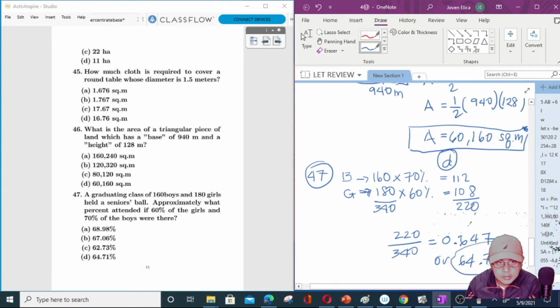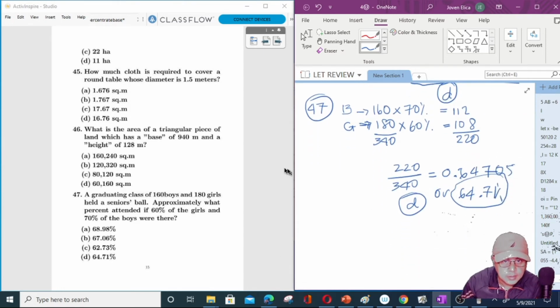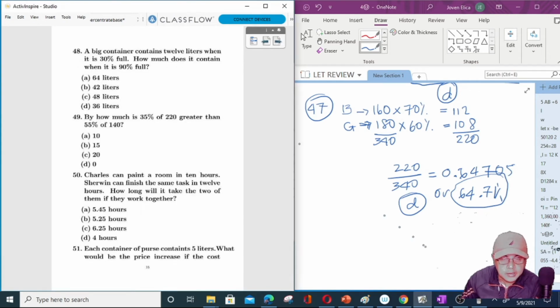This is the answer. From the choices, 64.71 or 64.7, letter D. The closest answer, 0.71, is actually 0.05 off, so that is why it is letter D. Okay. Alright, so let's move on. Number 48.